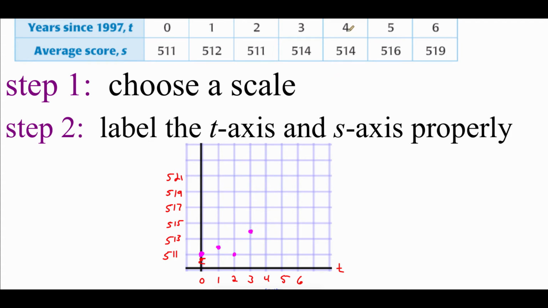For my t-value of 4, we stayed at 514, so another point right there. For our t-value of 5, we jumped up to 516, so halfway between 515 and 517. And then lastly, that t-value of 6, we were up at 519. So that set of data points represents our function.